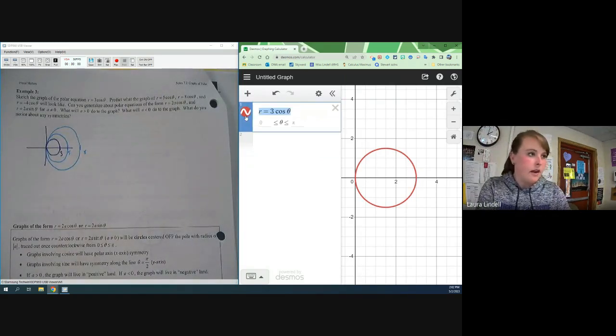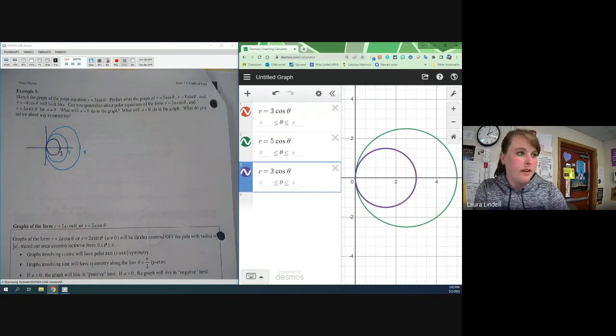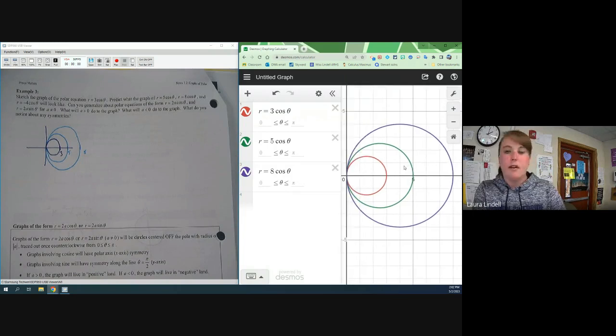Let's just copy this here, but make it a 5. And then an 8. So now look at that. Perfect. Our prediction came true. We get circles that still hit the pole, but they're not centered at the pole. And they have a diameter of whatever number is in front.